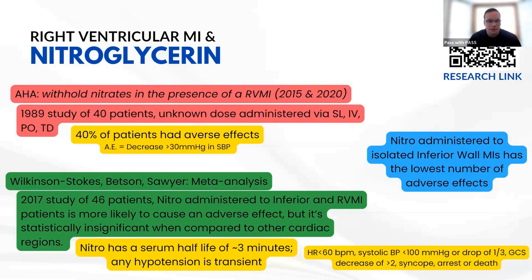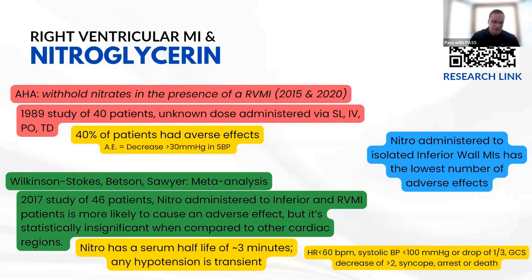So in those 40 patients who were given an unknown dose of nitro via several different routes, 40% of those patients had adverse effects. And what they defined as an adverse effect was a decrease of 30 millimeters of mercury or more in the patient's systolic blood pressure. So 40% of patients had adverse effects from that 1989 study.